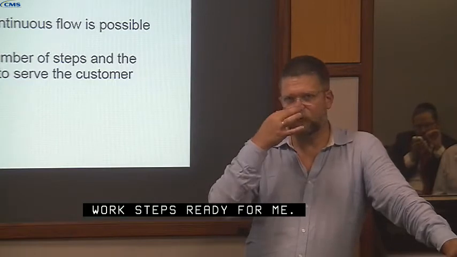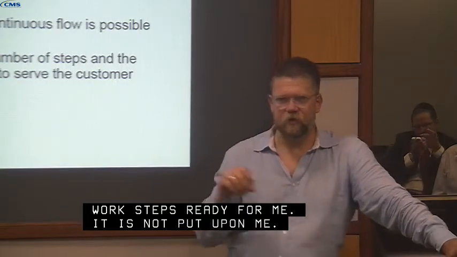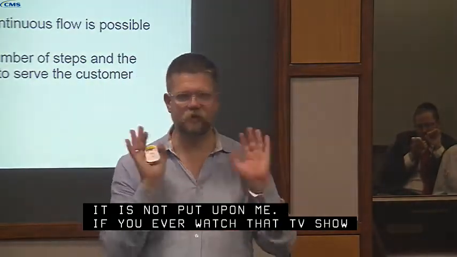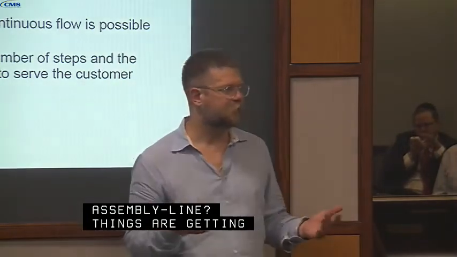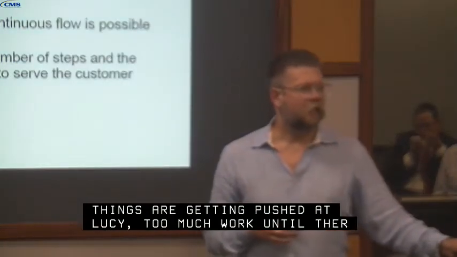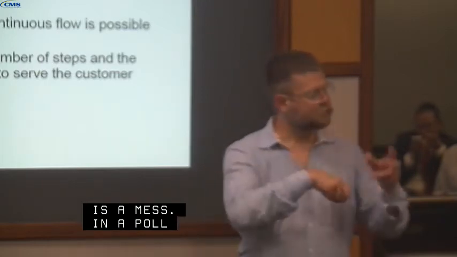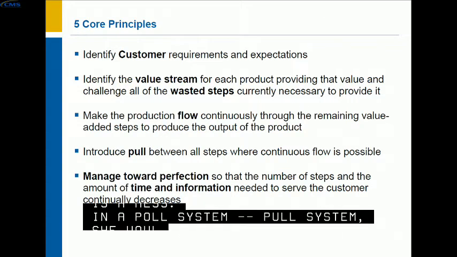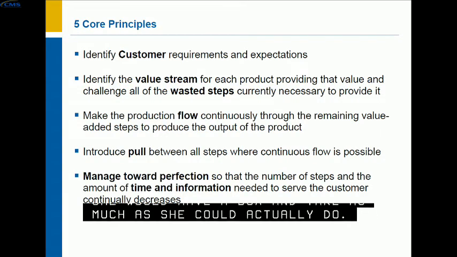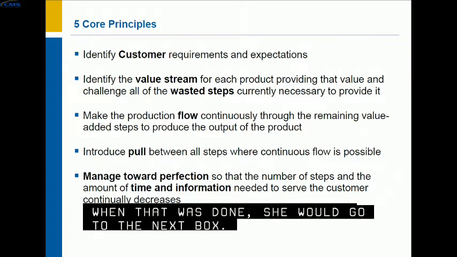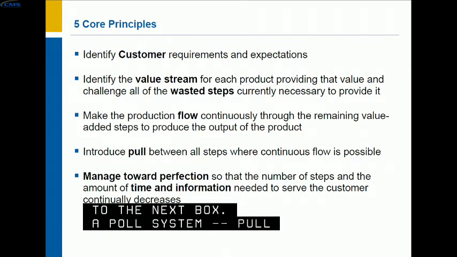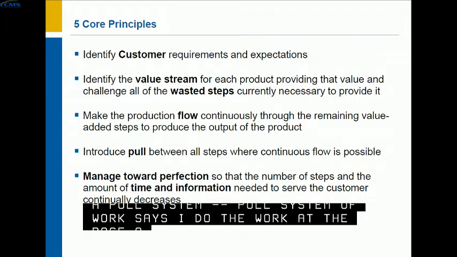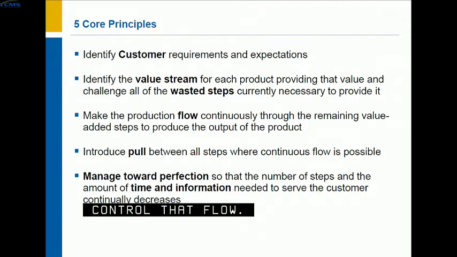So if you've ever watched that Lucille Ball TV show when she's on the chocolate assembly line, things are being pushed at her, right? She's getting pushed too much work that she can't actually do, and so there's a whole mess created. In a pull system, what would happen is she would have a box and she would just take as much as she could actually do. And then when that box is done, she would start pulling for the next box and the next work. So a pull system of work says, I do the amount of work at the pace that is needed, and I'm the one in control of when that work comes to me, as opposed to someone pushing too much work in my way, or I'm waiting because I'm waiting for them to push more.